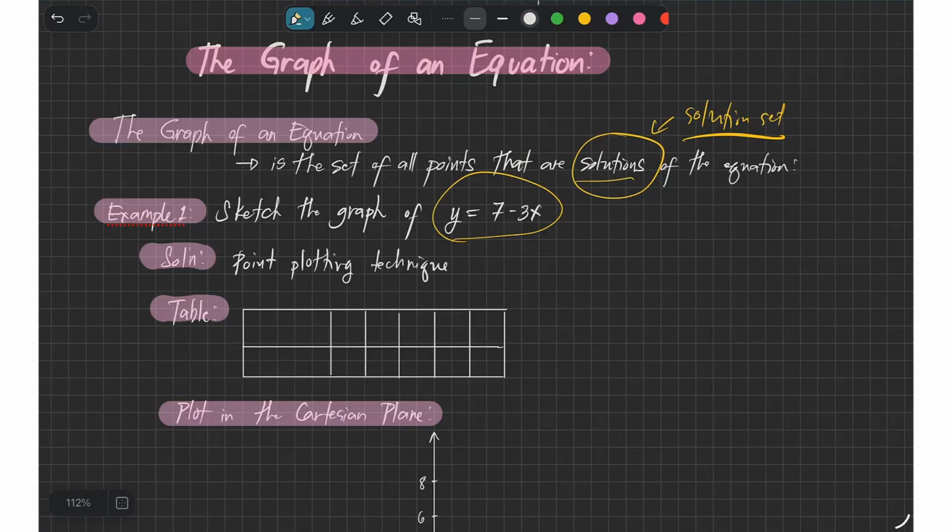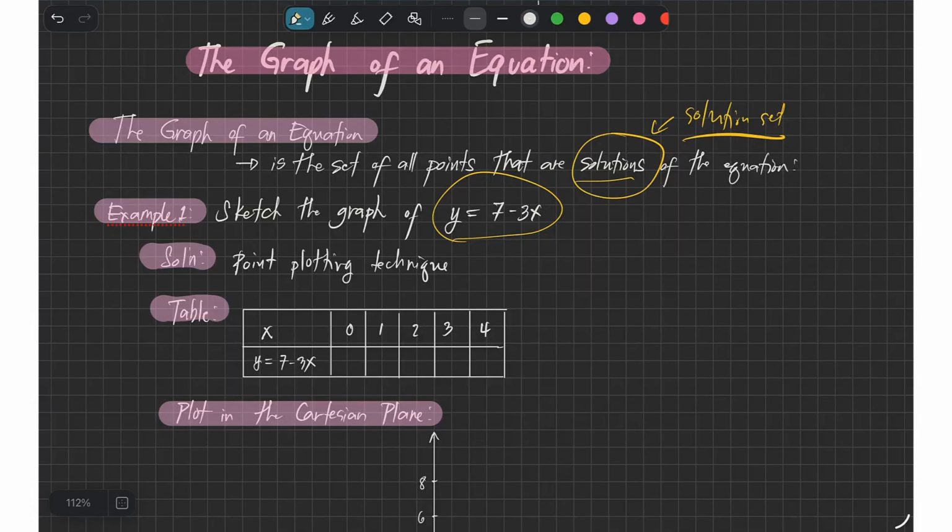Okay, so but before we can plot points in the Cartesian plane, we need to find first the values of our coordinates, specifically the x coordinate and the y coordinates. That's why I have here a small table, okay, and we'll find the value of x and the value of y. So to complete this table, the first row here will be for x and the second row will be for y, in which y is equal to 7 minus 3x. Usually, nagpipick po tayo ng number galing sa x. Usually, nanggaling sa 0, 1, 2, 3, and 4. And then, we will find the value of y.